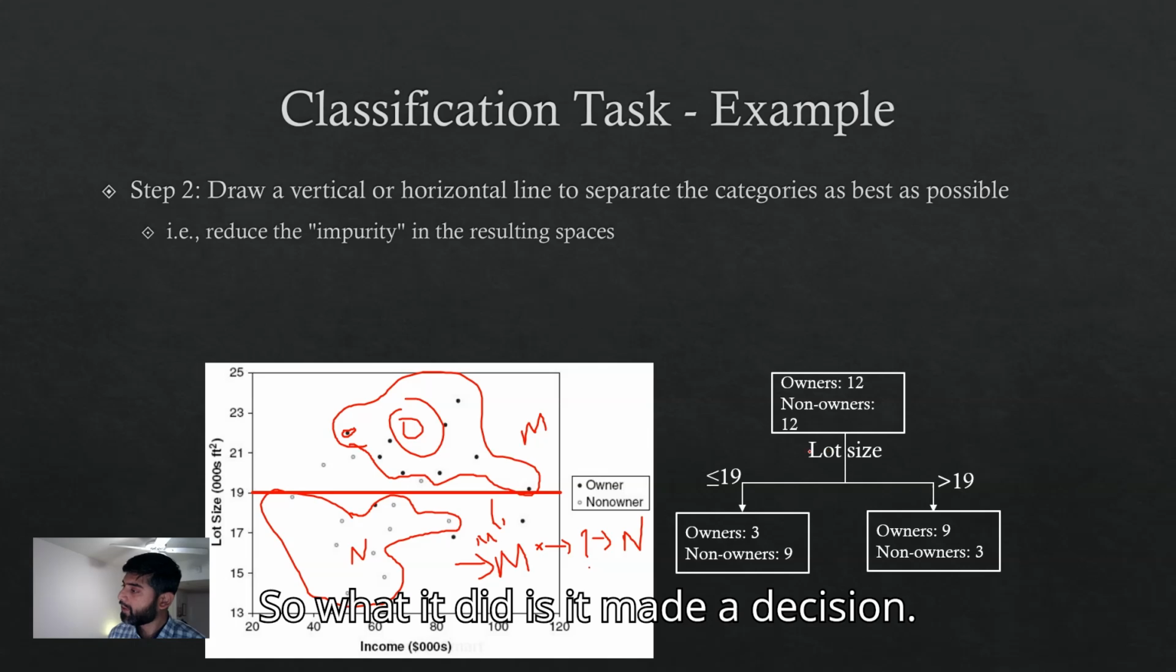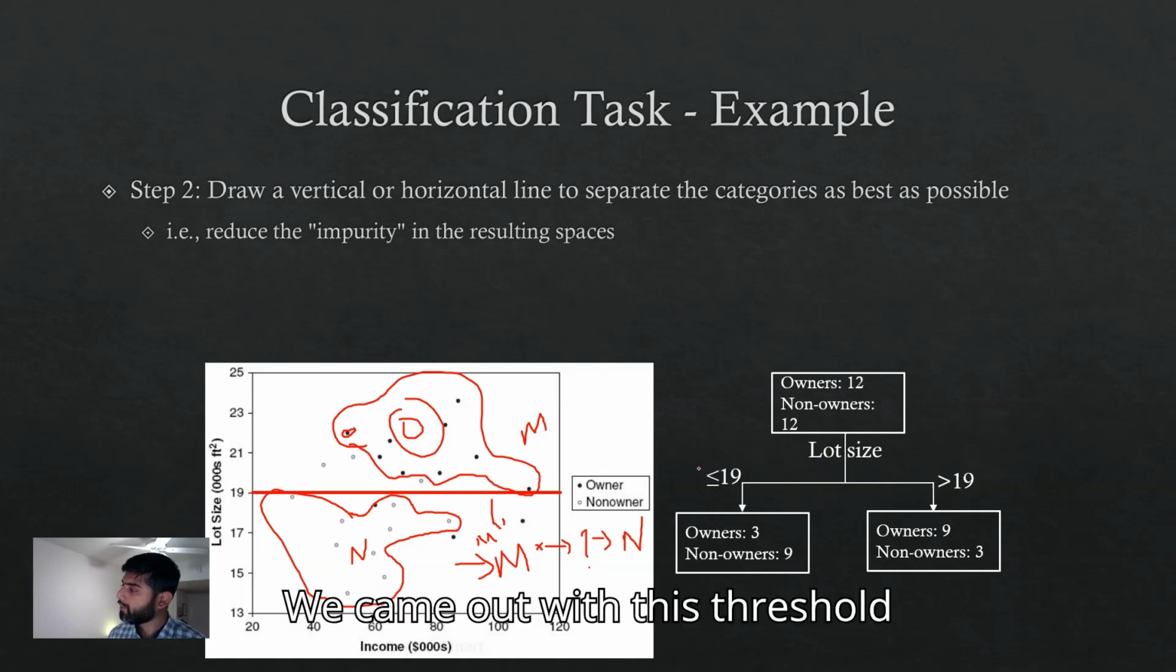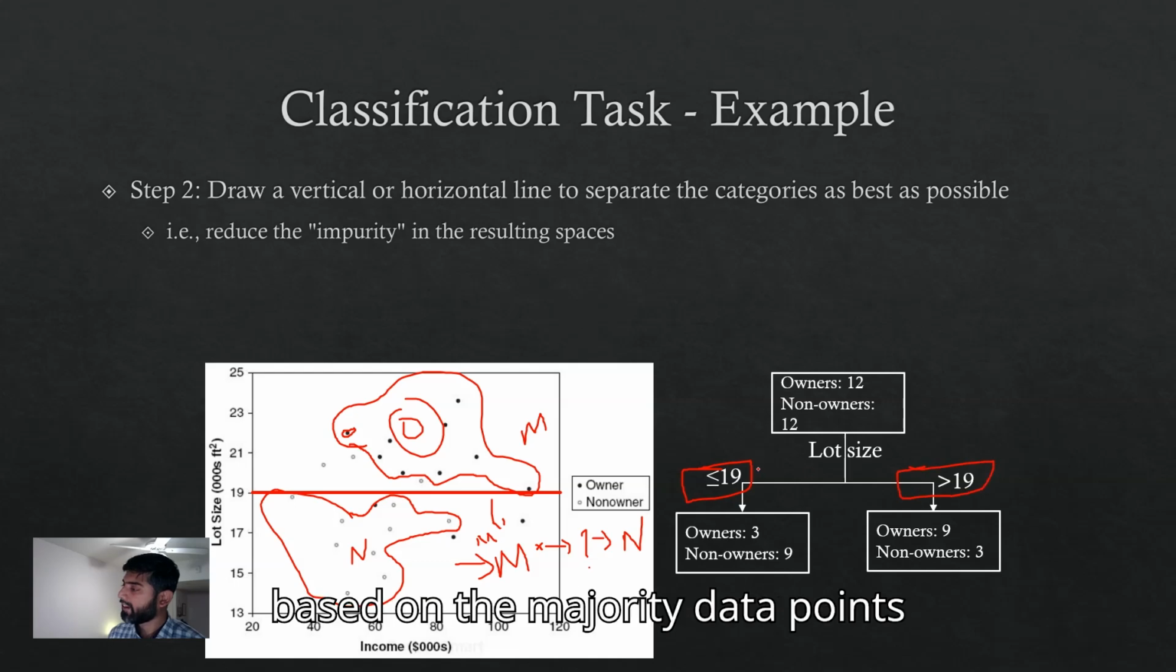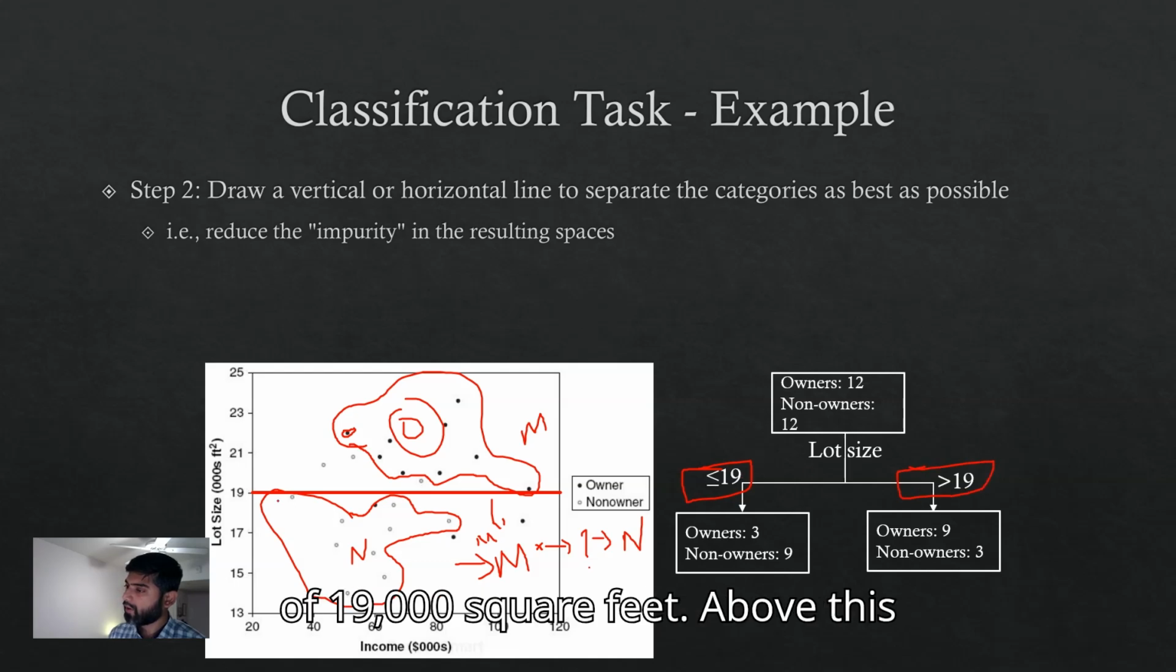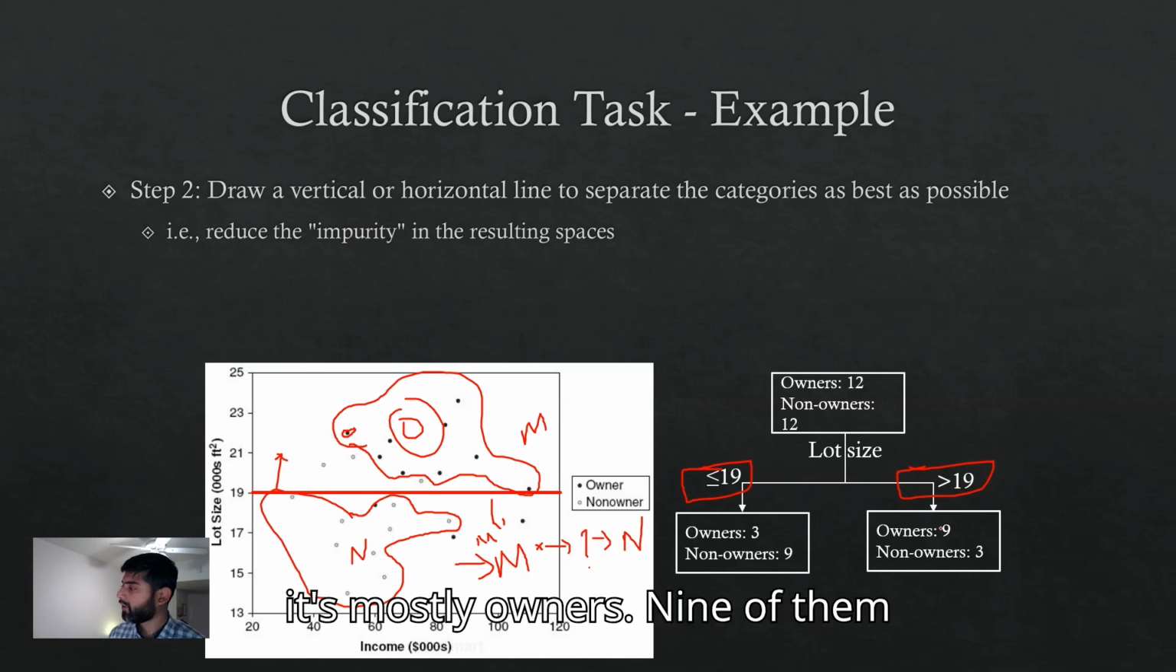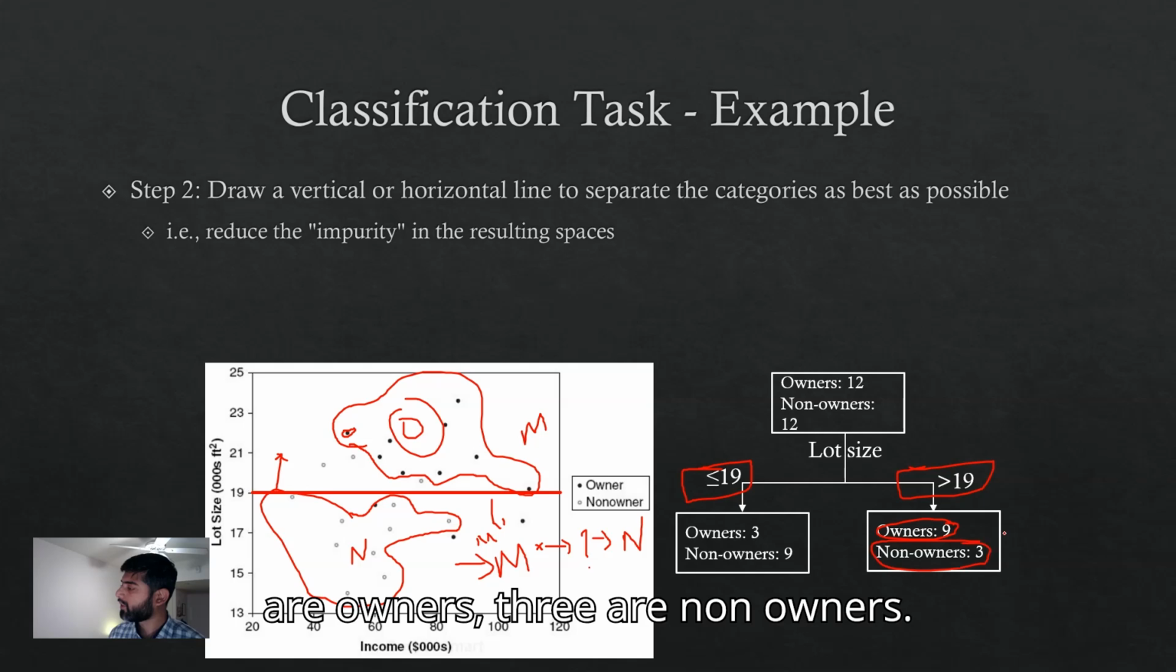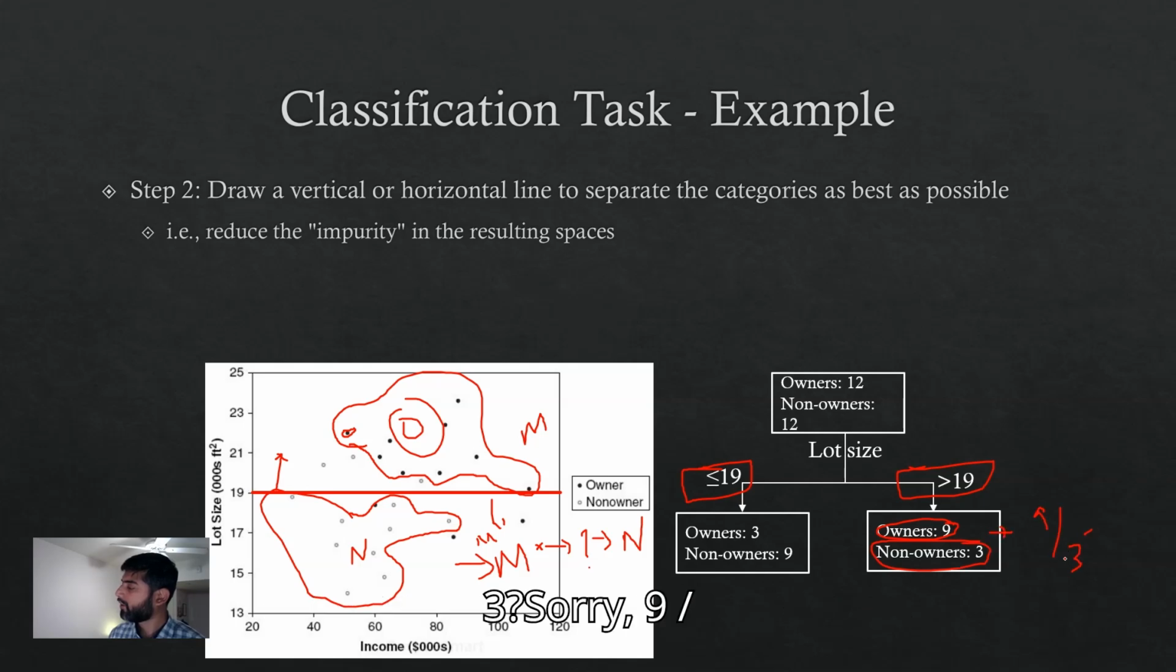So what it did is it made a decision. It came out with this threshold based on the majority data points of 19,000 square feet. Above this, it's mostly owners. 9 of them are owners, 3 are non-owners. So what's the accuracy? 9 over 9 plus 3, that's 12. That's 75% accuracy.